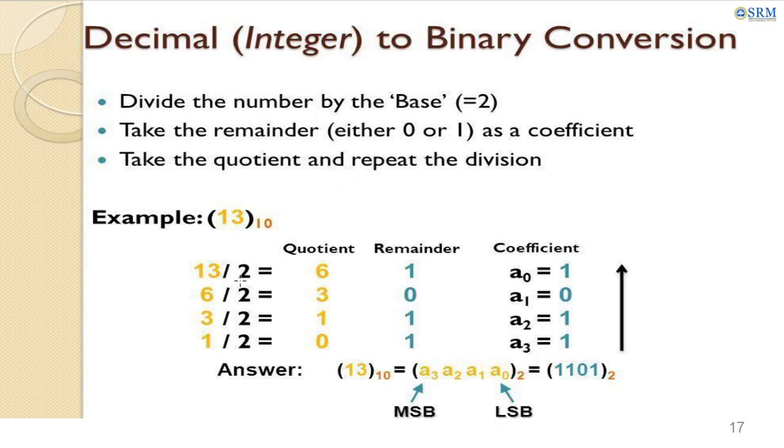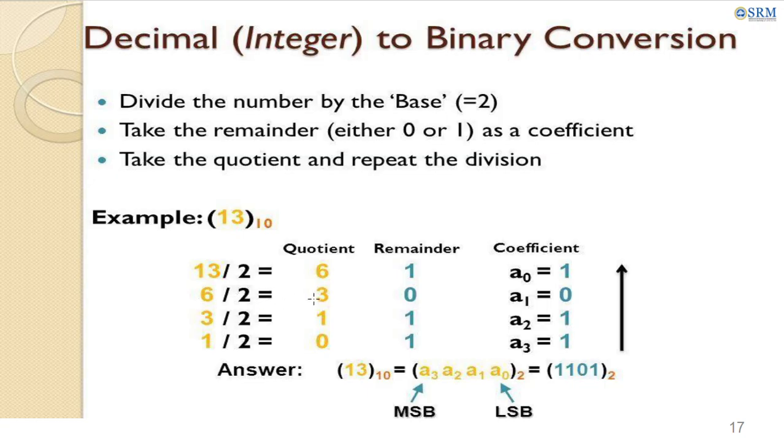So 13 divided by 2, the quotient is 6 and the remainder is 1. You have to use the remainder, not the quotient. The quotient will be used in the subsequent divisions. The remainder will be used as a coefficient. So 6 you will use for the subsequent divisions. Again, you have to go on until you get a single digit, either 1 or 0, that is not divisible. You have to do division up to the point where no further division is possible.